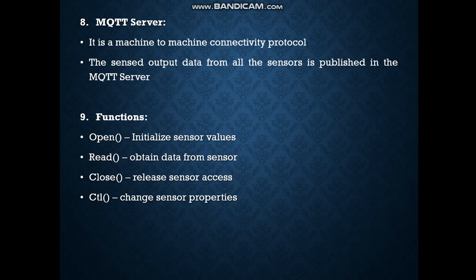And the next are functions. The code for all the sensors is written using these 4 functions, which have the same prototype for all sensors. The first one is open, which is used to initialize sensor values, the next is read, to obtain data from the sensor, the next is close, which is used to release sensor access, and the next one is control, which is used to change settings.